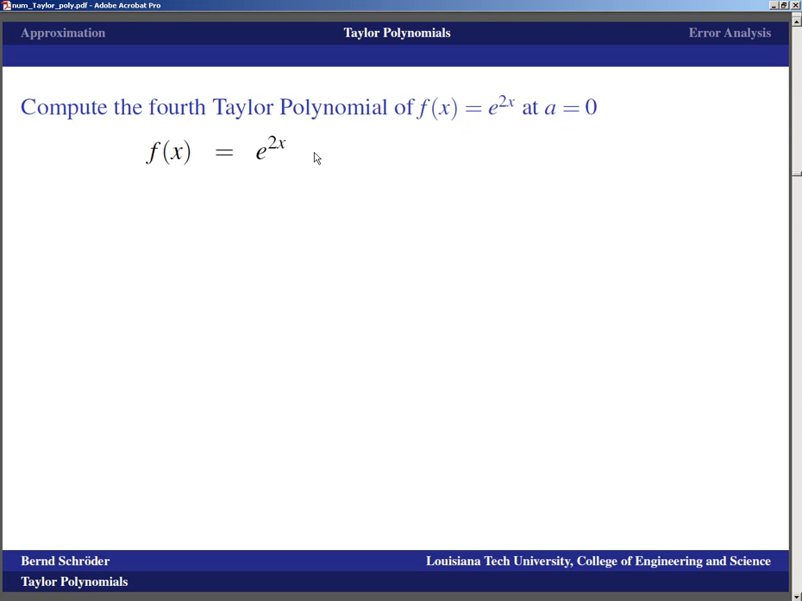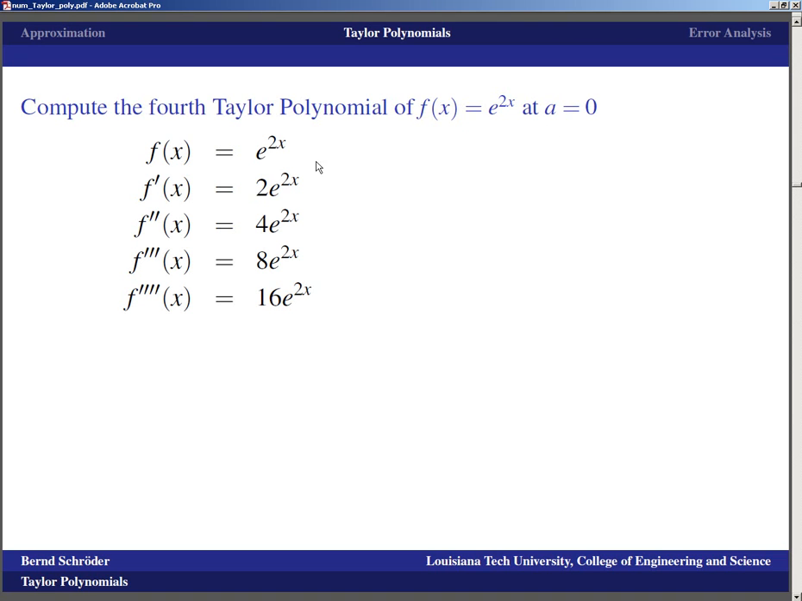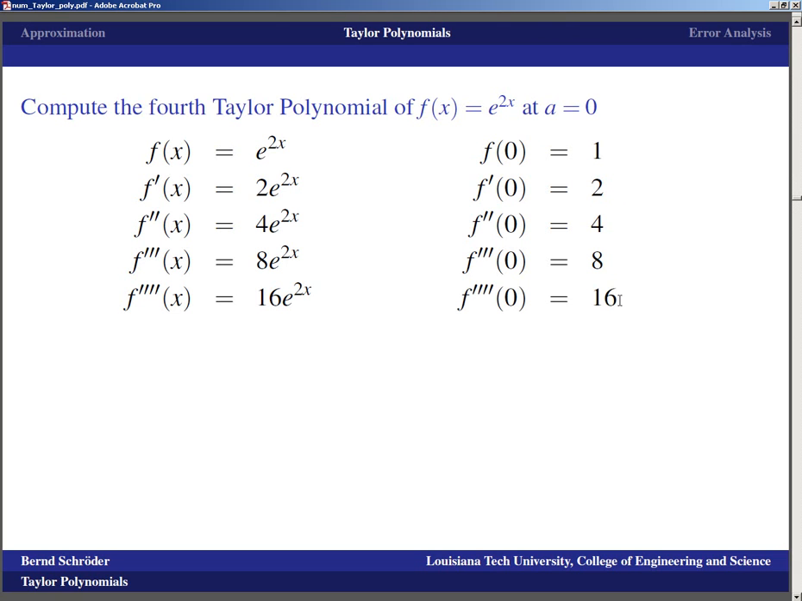Well, we need derivatives. The function is f of x equals e to the 2x, f prime is 2e to the 2x, f double prime is 4e to the 2x, f triple prime is 8e to the 2x, and f quadruple prime is 16e to the 2x. Here's where you can see why we ultimately put numbers in parentheses on here, because all those primes get a little bit tedious, of course. We need those derivatives at a equals 0, and so we realize that the function is 1 at 0, the first derivative is 2, the second derivative is 4, the third derivative is 8, and the fourth derivative is 16 at 0. So really no difficulty in principle, it's just more computation.